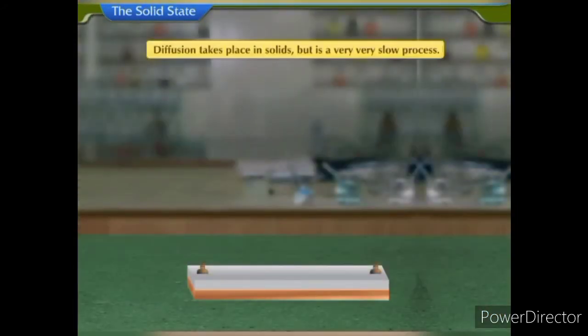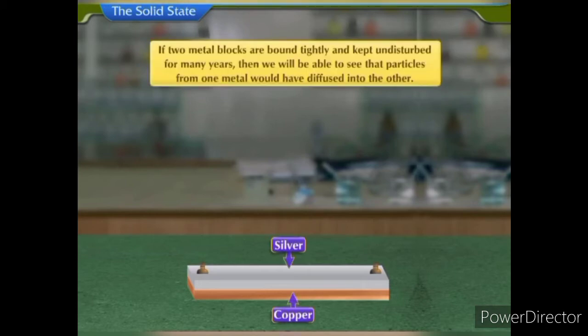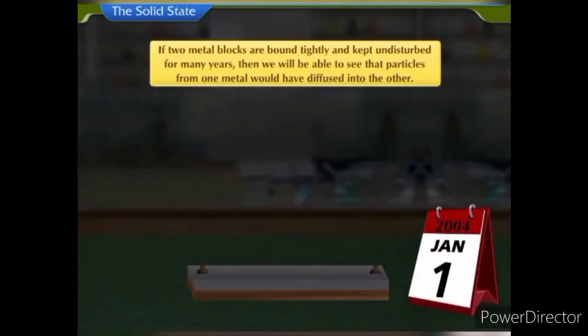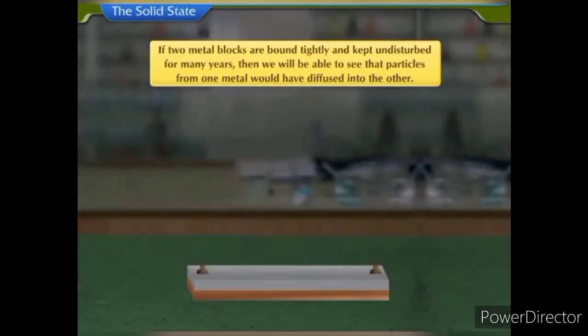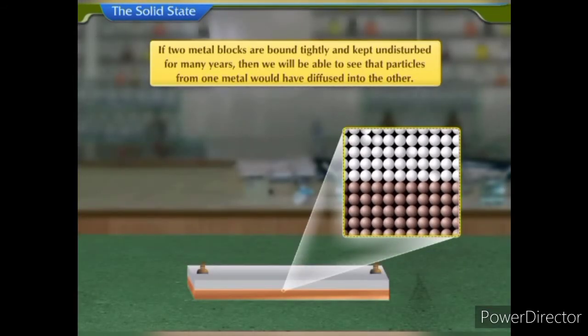Diffusion takes place in solids but is a very, very slow process. Therefore, people think that diffusion does not take place in solids. For instance, if two metal blocks are bound tightly and kept undisturbed for many years, then we will be able to see that particles from one metal would have diffused into the other.